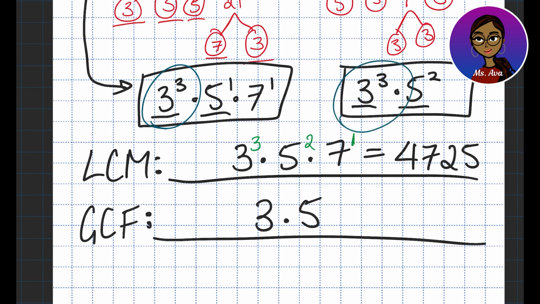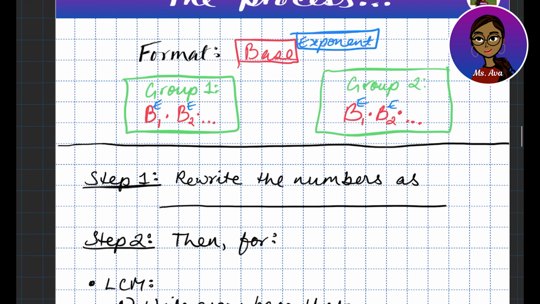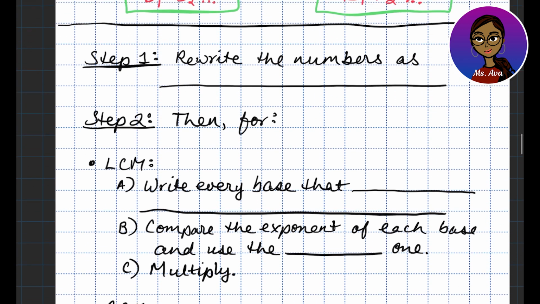So once again, with the 3's, they're both 3's, so we just use the 3 as the exponent. And for the 5, which exponent will I write down? You're going to use the 1. Okay, awesome. And then once you have that, you multiply that out, and that will give you the GCF, which in this case is going to be 135.